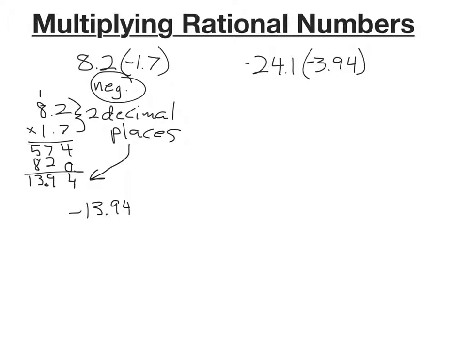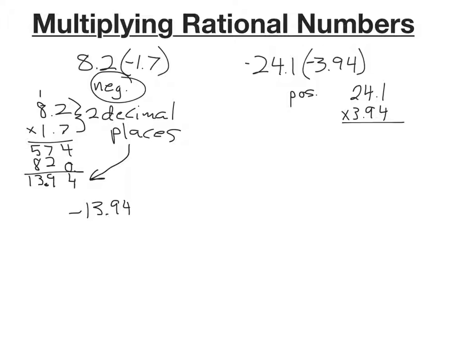Okay? Let's see one more example like that. Here we've got a little more of a complicated problem. I know I have a negative times a negative, so I'm going to have a positive answer. Note that at the beginning, and now I'm going to need to multiply 24.1 times 3.94. In addition and subtraction, it's really important that we line up the decimals. In multiplication, it's not so much important because we're going to multiply everything by everything else anyways.